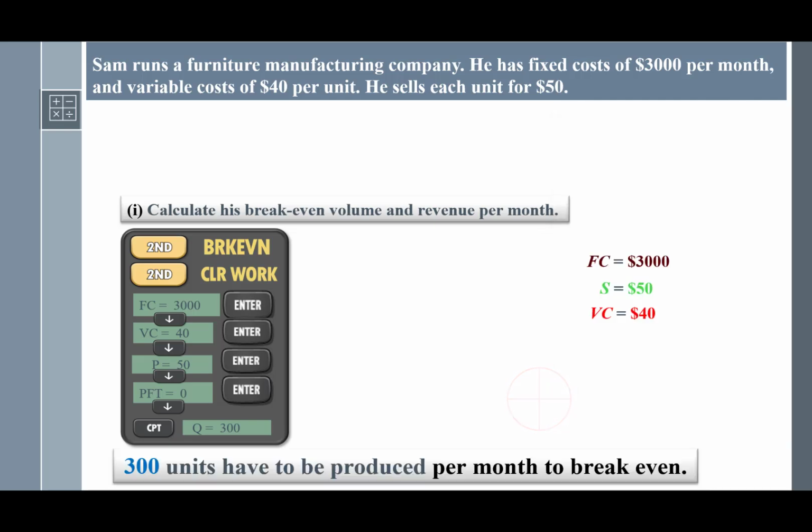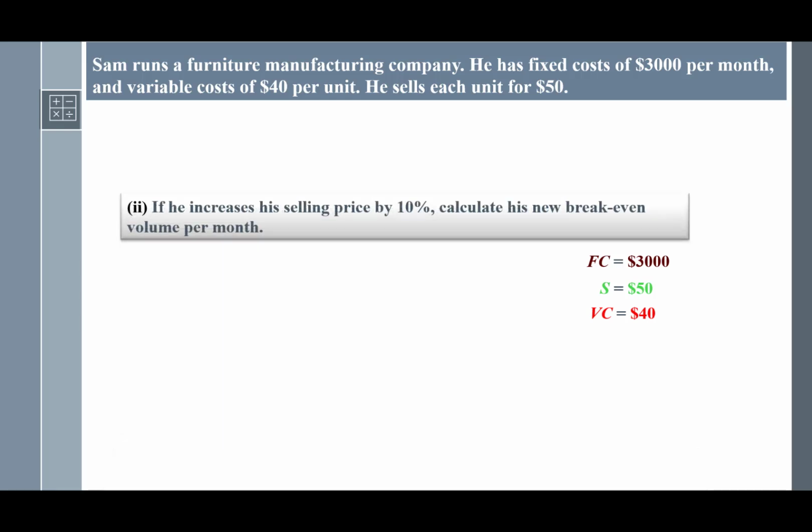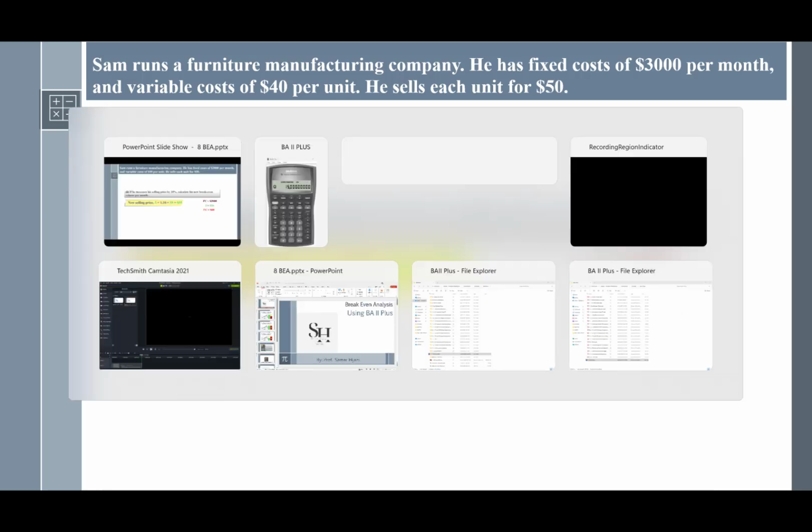Okay, let's look at the second part. If he increases his selling price by 10%, what's the new break-even point? So let's assume that Sam here looks at the break-even point, 300 units. That's too much. He decided to increase the selling price by 10%. What's the new break-even point? 10% isn't that much. What's 10% of $50? $5. So the new selling price is 55.